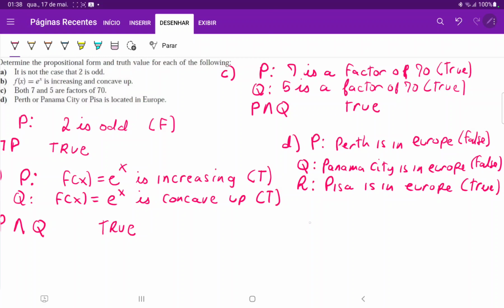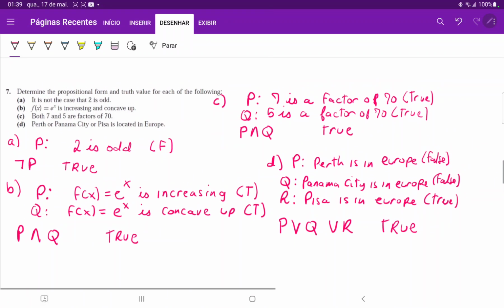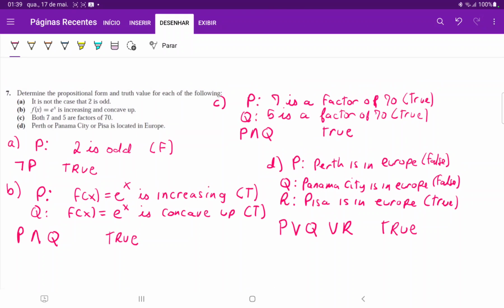So our propositional form here is P or Q or R. So we have false or false or true, which ends up being true. So let me just zoom out. Yeah, so these are the propositional forms and their truth values.